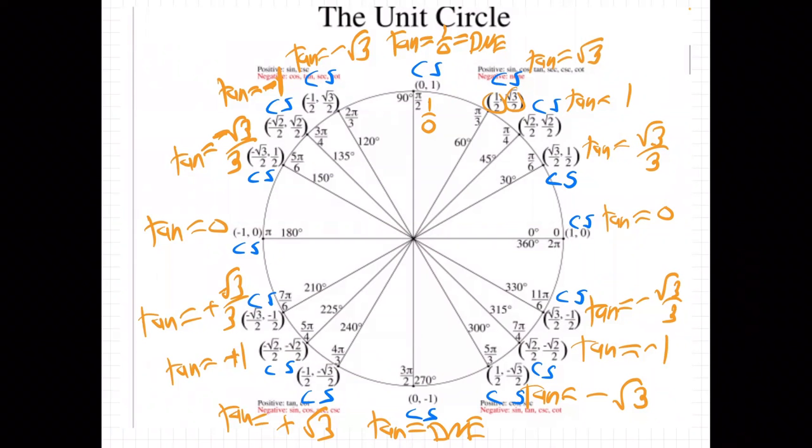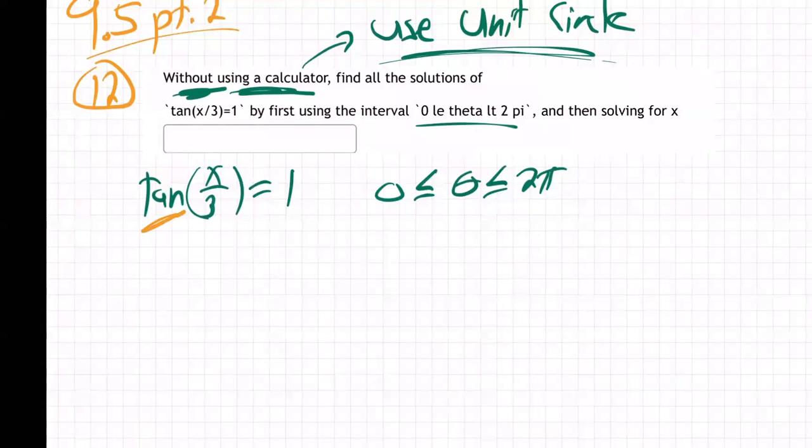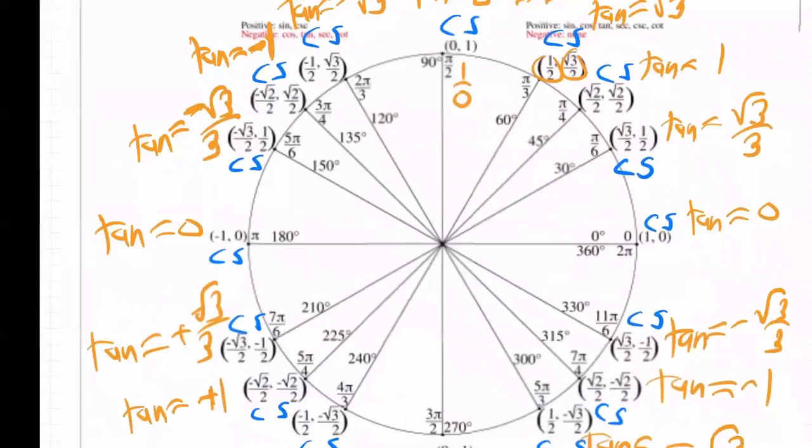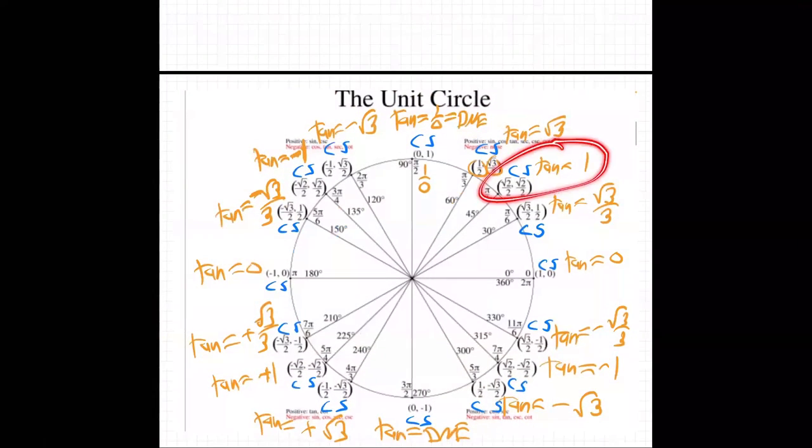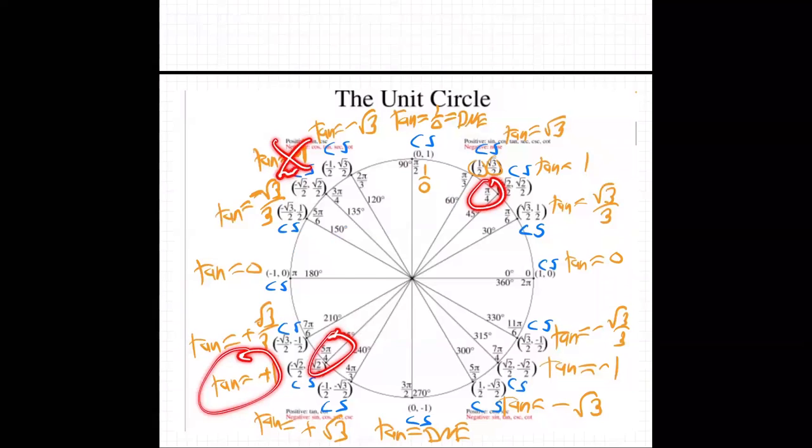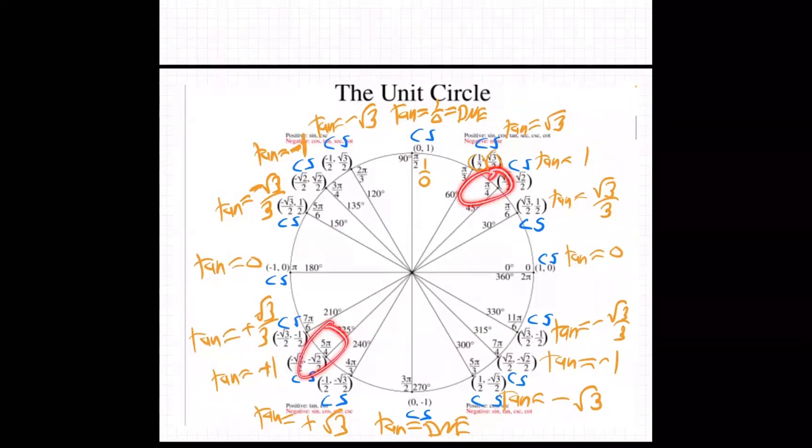So let's go back. What are we looking for? We're trying to figure out where the tangent of some angle is 1. Where does that happen? Two places: right here, which is pi over 4, and right here, positive 1 at 5 pi over 4. Here it's negative 1, and we don't want negative 1. We want these two spots, pi over 4 and 5 pi over 4. At those two spots, the tangent is positive 1, because sine and cosine are equal, and sine divided by cosine is therefore 1.